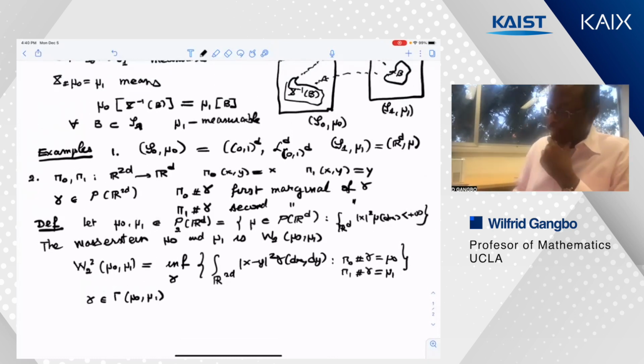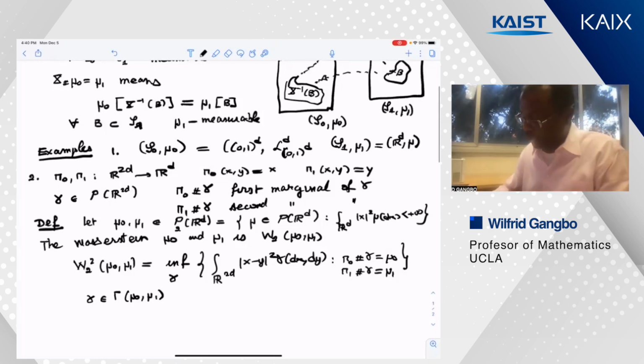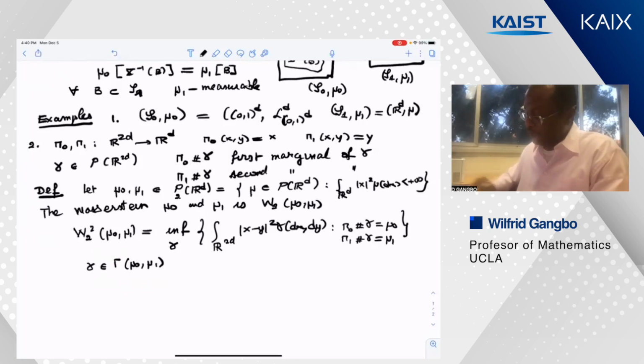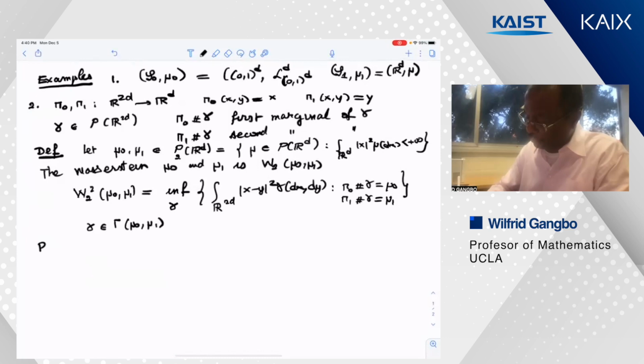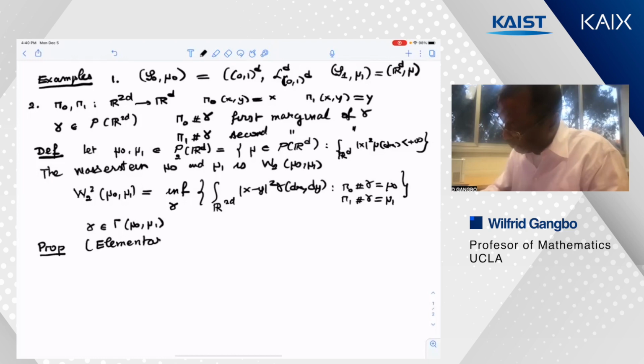So if you try to prove that W2 is a metric, mainly you want to check that it satisfies the triangle inequality. It is better to use a different formulation to make your task easier. And this formulation is contained in the following proposition. So this is an elementary result from measure theory.